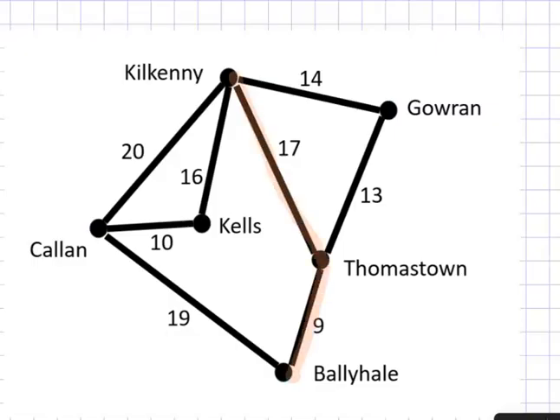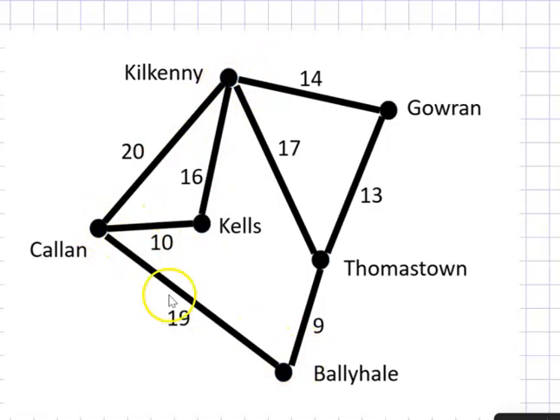Kilkenny via Thomastown, Ballyhale, at the cost of 26. Okay, if you look at another problem, let's say you're going from Callan to Gowran. Do you go via Kilkenny with a cost of 34? Do you go via Kells? No, we already discussed the fact that going via Kells is more expensive than going direct.